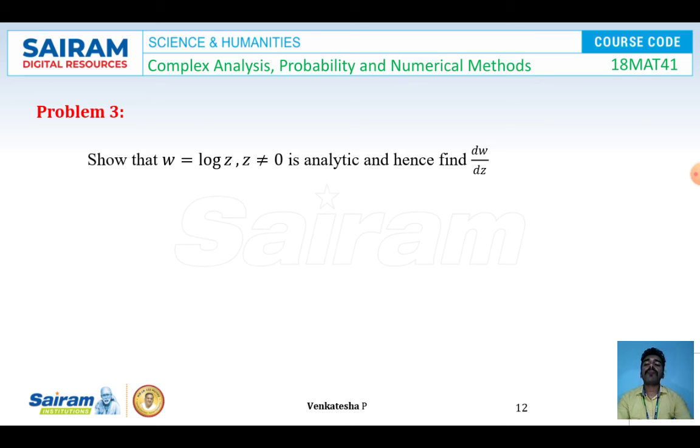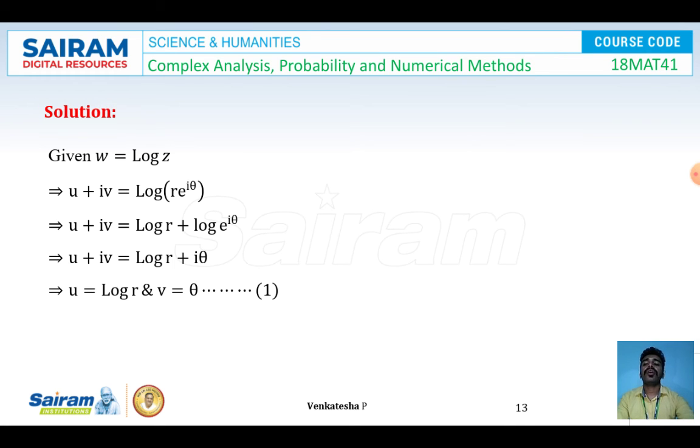Show that w is equal to log z is analytic where z is not equal to 0, and hence find dw by dz. So take the equation w is equal to log z. Here I am going to use the complex number in terms of polar form.